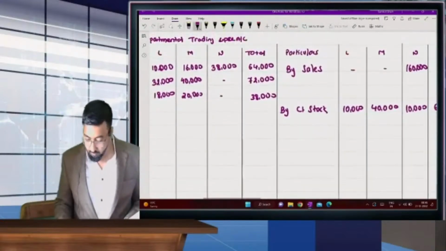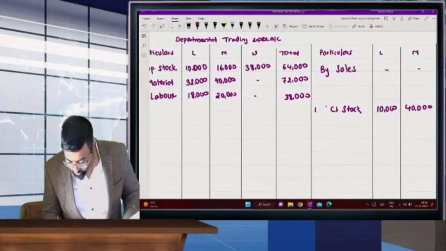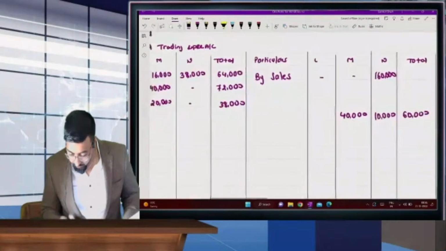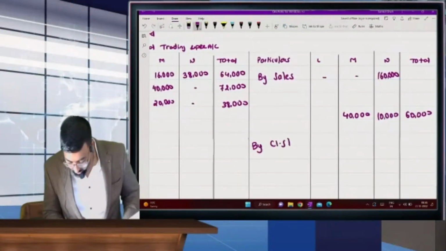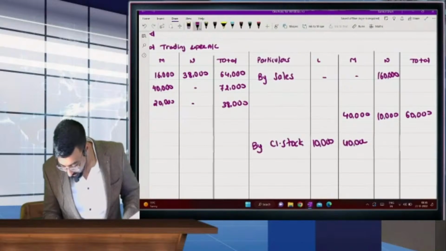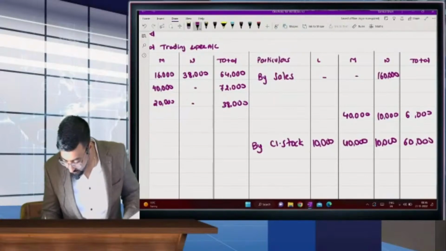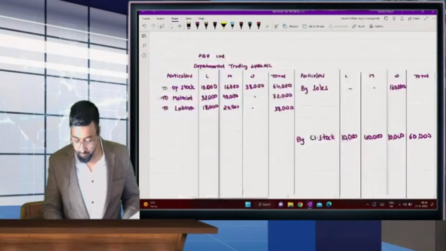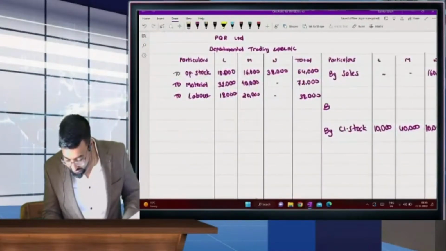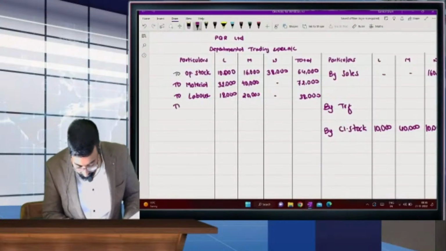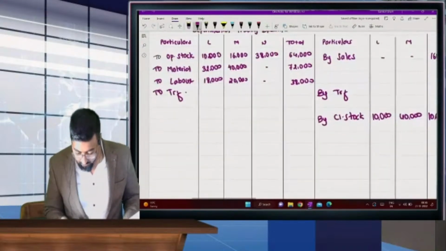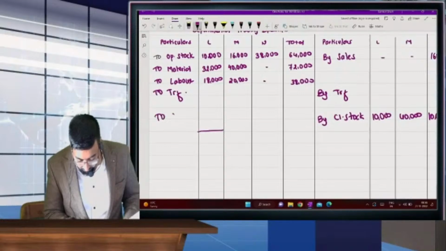And now very important. Actually closing stock थोड़ा नीचे लिखना था. By closing stock 10, 40, 10, 60. And by transfer and to transfer. Okay. And then to GP.